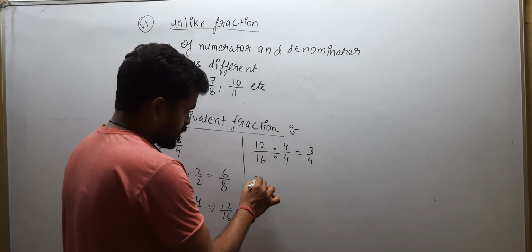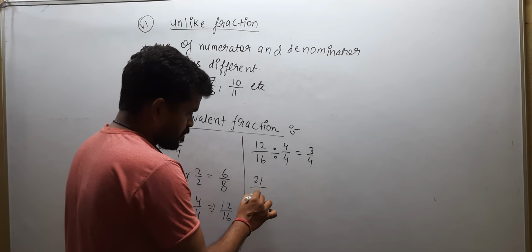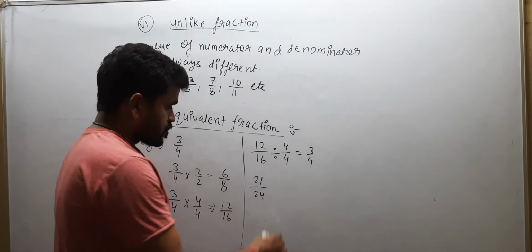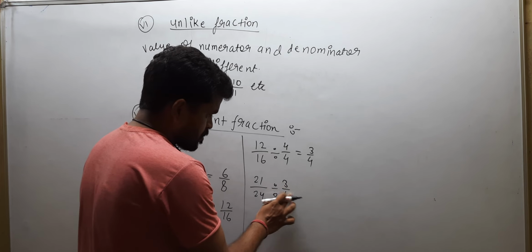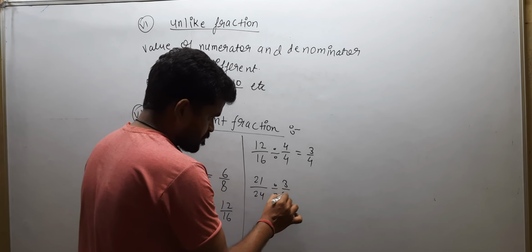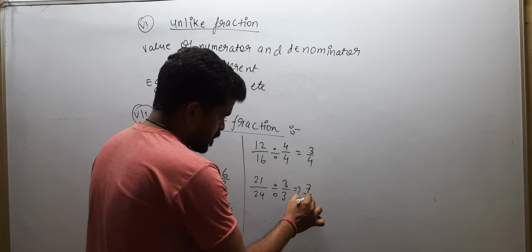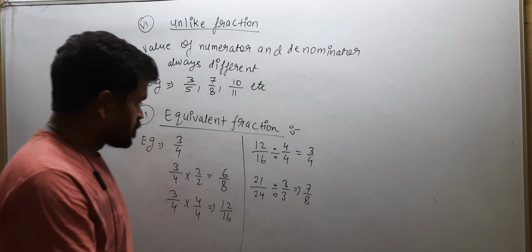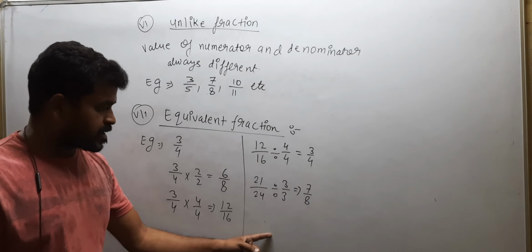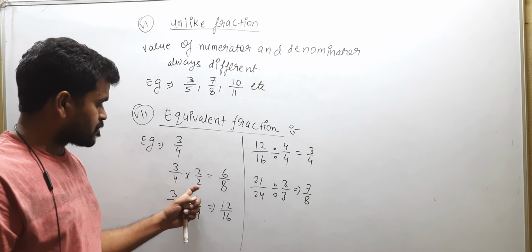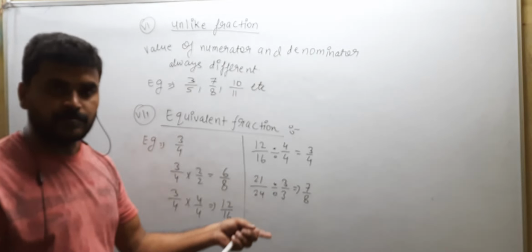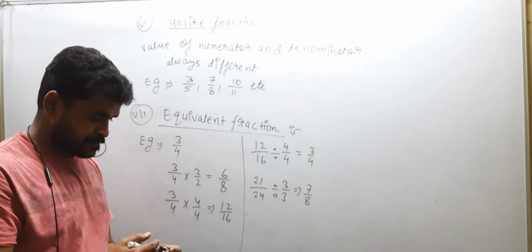For example, someone asks you to find the equivalent fraction of 21 upon 24. So you have to divide 21 upon 24 by 3 upon 3. So it becomes 7 upon 8. So these are the two methods how you can find the equivalent fraction, by multiplying or dividing, right?